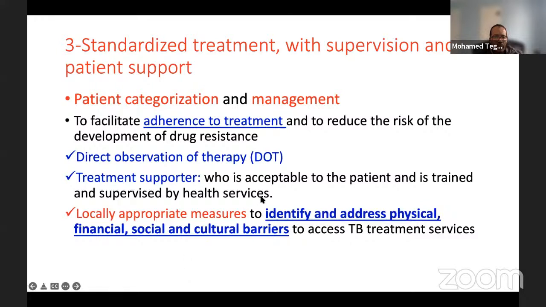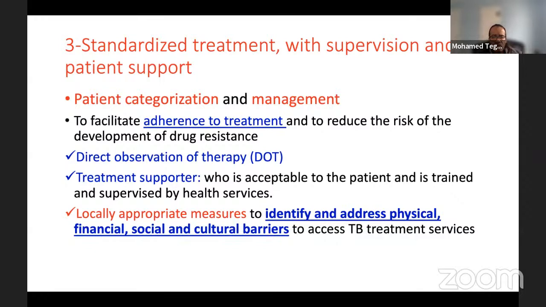Locally appropriate measures to identify and address physical, financial, social, and cultural barriers. As we just mentioned, this disease is most common in developing countries. Trying to isolate someone from engaging in the community, that person is supposed to stay home, let's say, for at least 3 weeks of the active cases of TB at the very beginning of the treatment. That can be hard for people who work day to day to support their living.